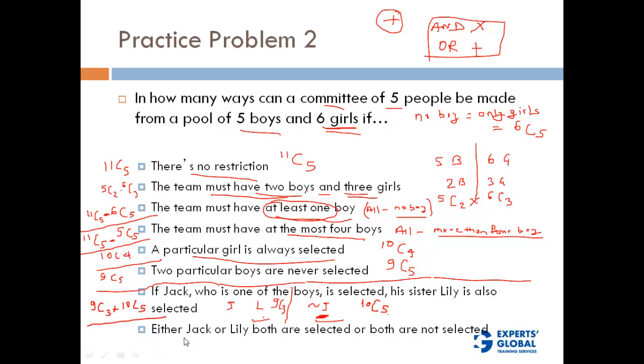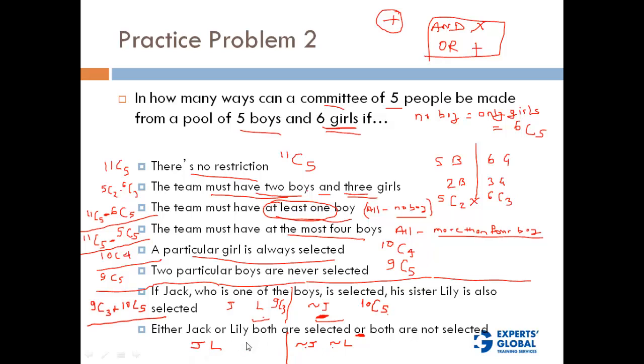Let's look at this one. Either Jack and Lily both are selected or both are not selected. So this is again an OR type of situation. If Jack and Lily both are selected, that means Jack is on the committee and Lily is on the committee. Or Jack and Lily both are not selected. That means Jack is not selected, and Lily is not selected.